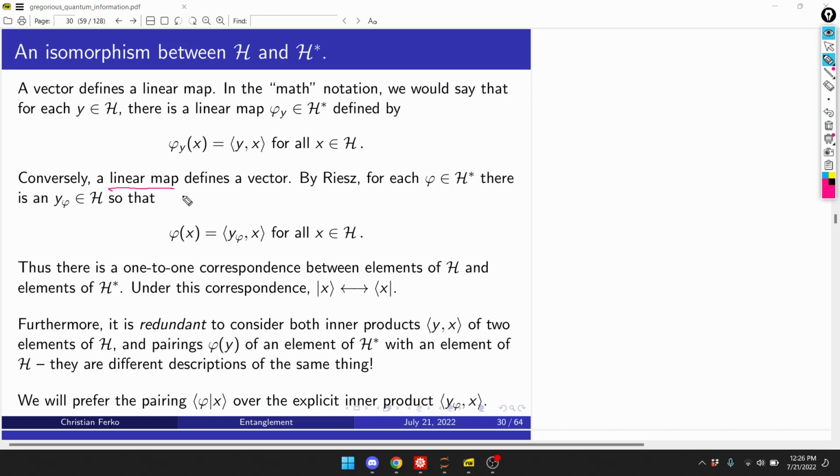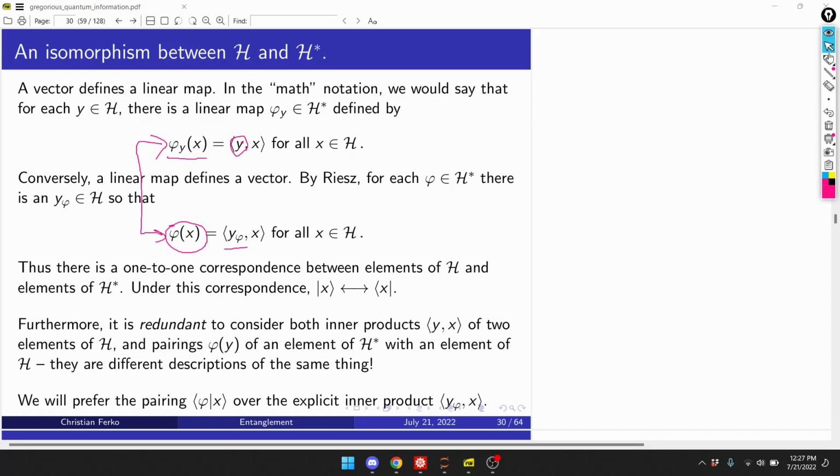If I have a linear map, which is something in H star, the Riesz representation theorem told us that there's an element of H corresponding to it with the property that the phi that I started with, evaluated on any x, is an inner product between y phi and x. So even though these two equations at the top and bottom look the same, the interpretation is different. In the top equation, I'm thinking of y as being given and constructing phi y. In the bottom equation, I'm thinking of phi as being given and constructing y phi. But I can go in either order.